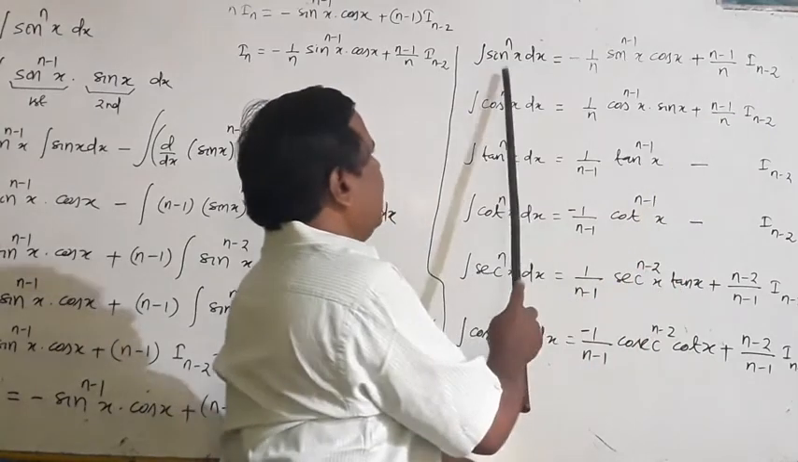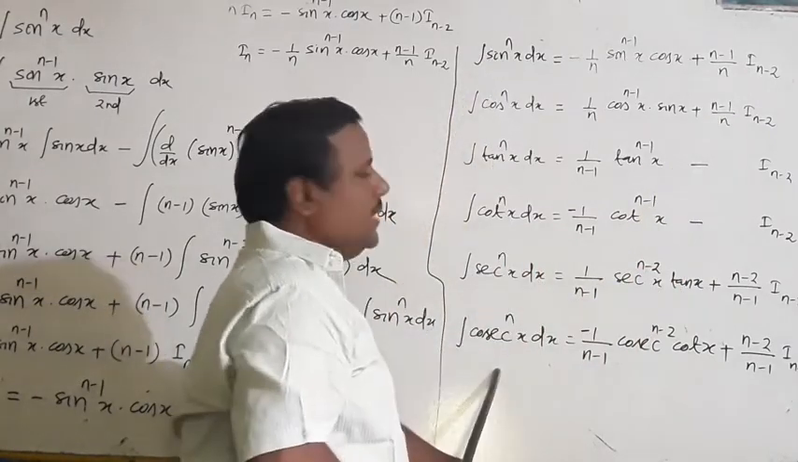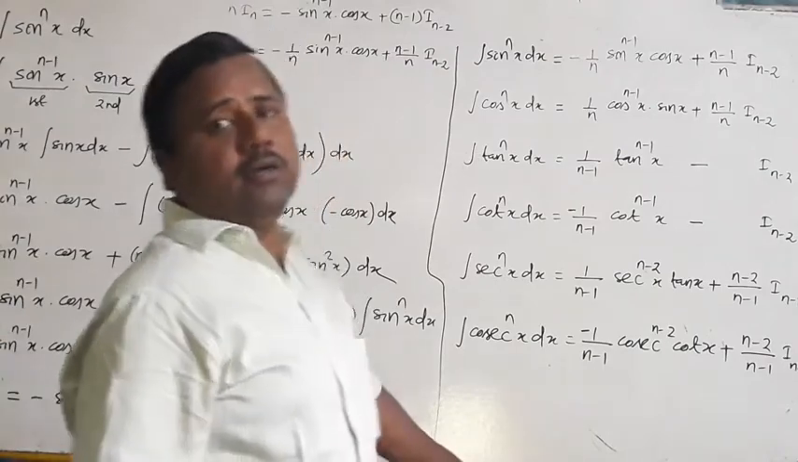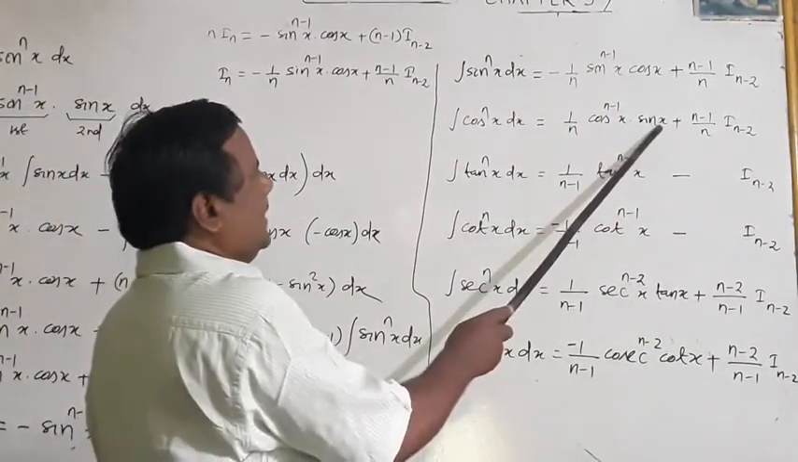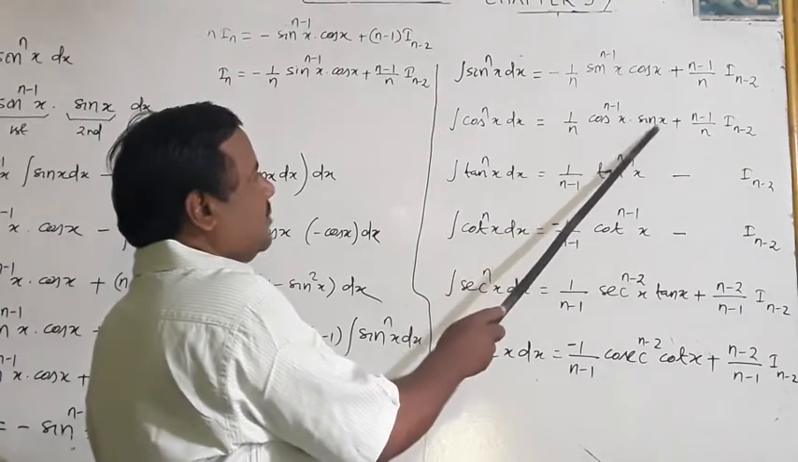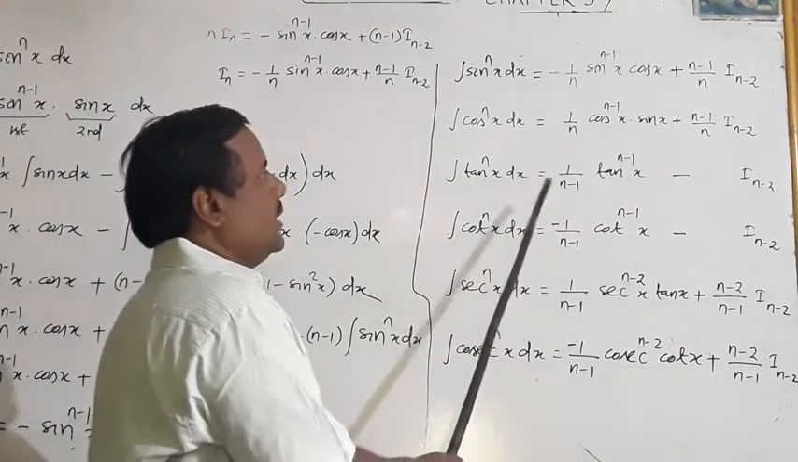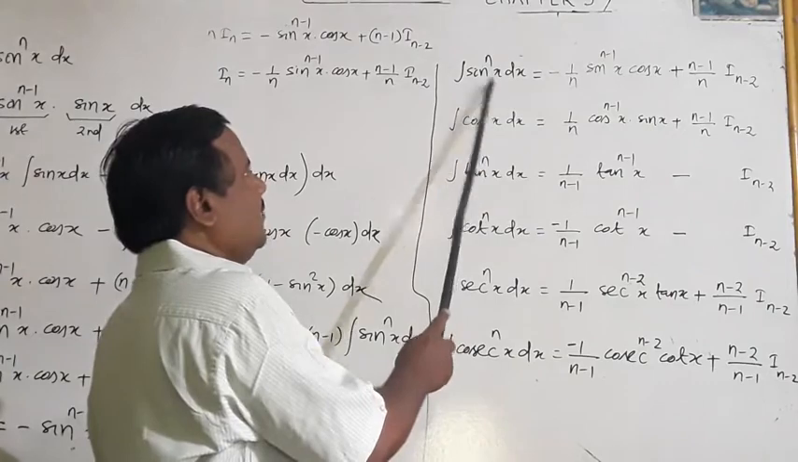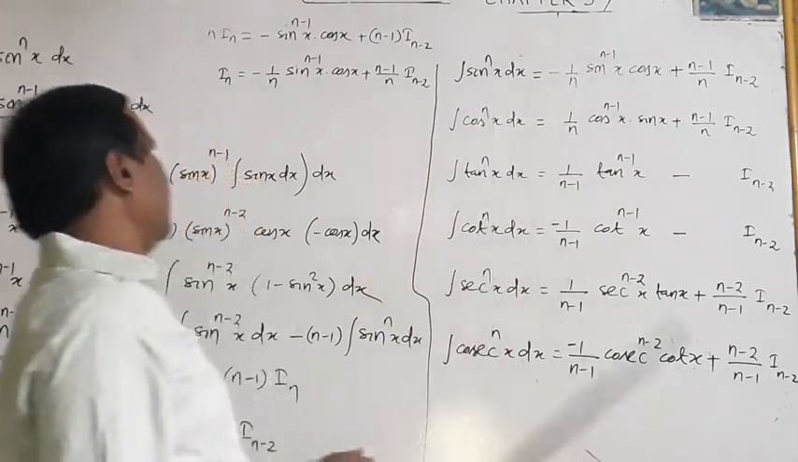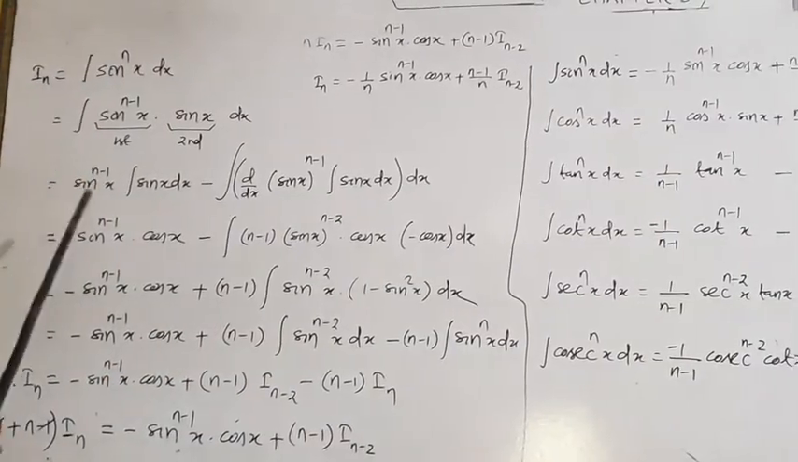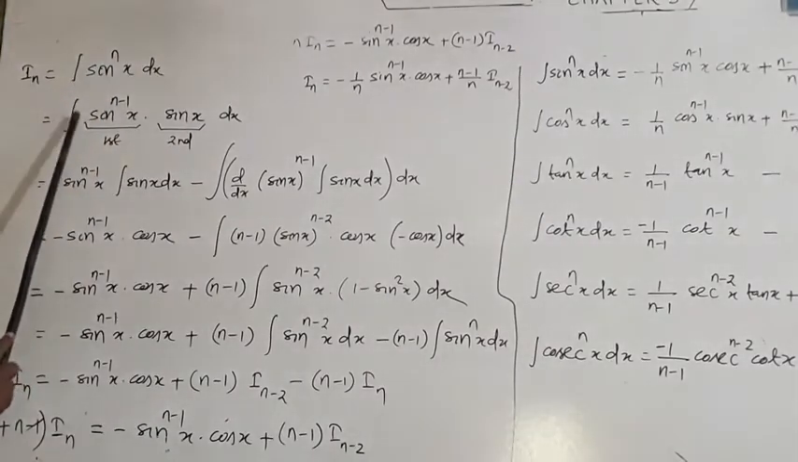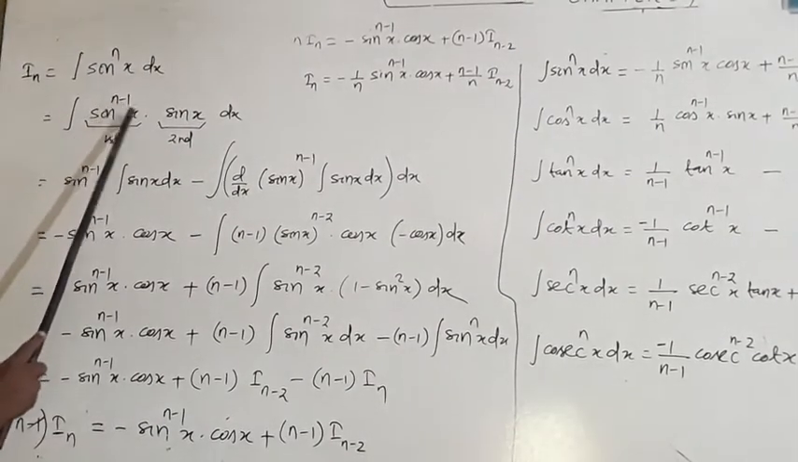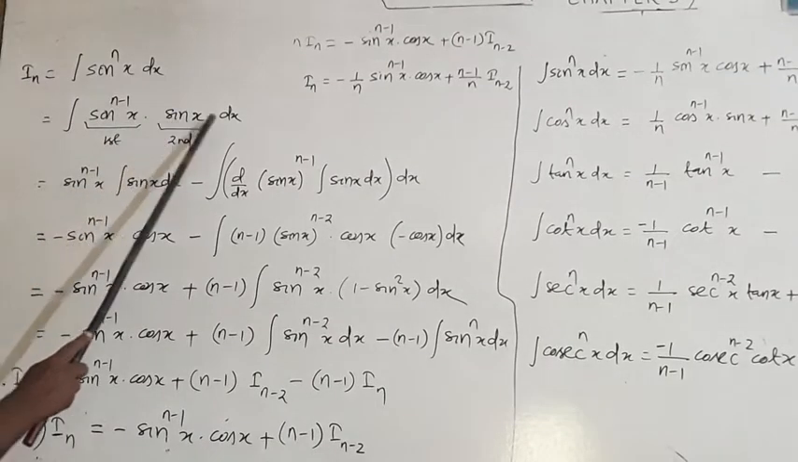First I will explain one formula, then I will tell you how you can remember all the formulas. Sorry, I misspelled this sin x as tan x, but really it is sin x. Now look at the formula, how I am deriving this one. Now integral of sine power n x dx. First break it: sine power n minus 1 x into sin x dx.